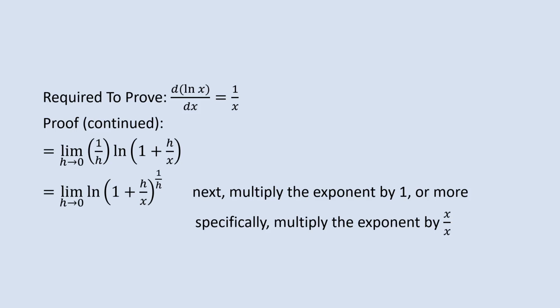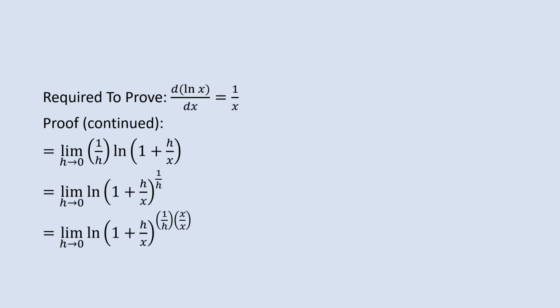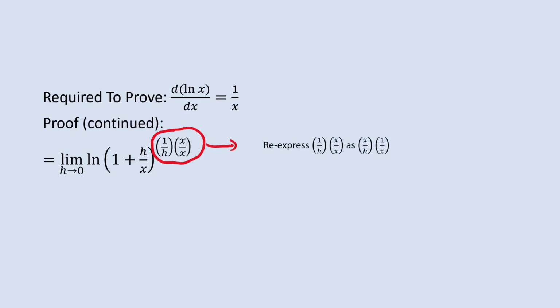Now, we're going to do something kind of interesting. This 1 over h in the exponent, we're going to multiply that by x over x. X over x is equal to 1, certainly. So we're going to multiply by x over x. And we get that expression there. Then, what's kind of interesting is in the next step, instead of calling it 1 over h times x over x, we're going to change the order and call it x over h times 1 over x.